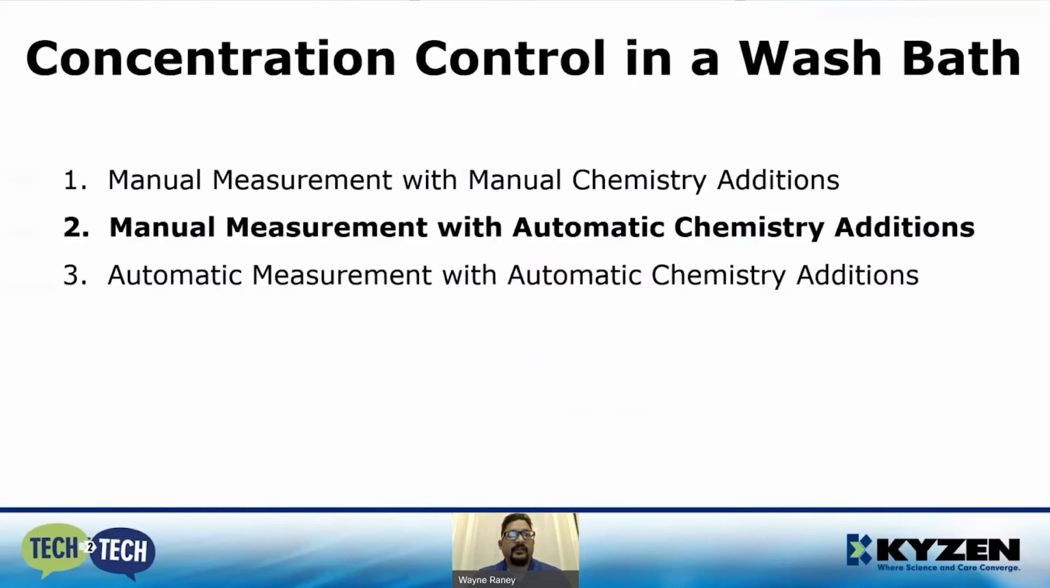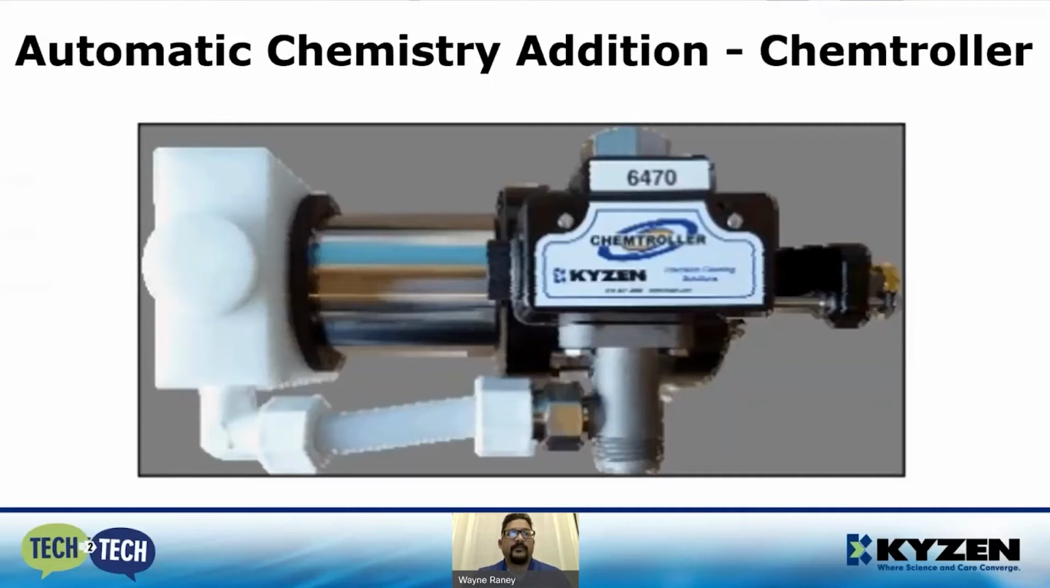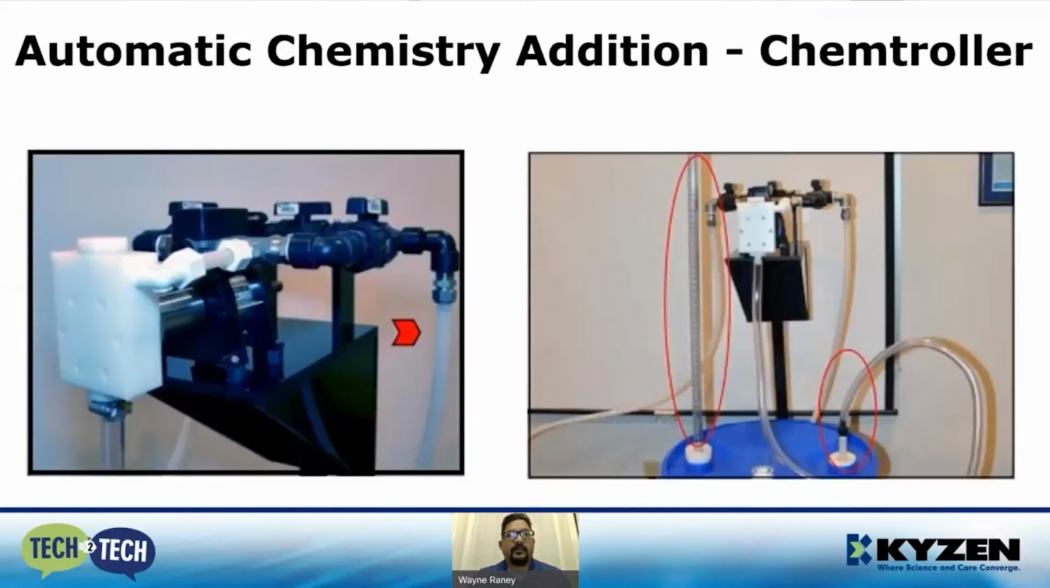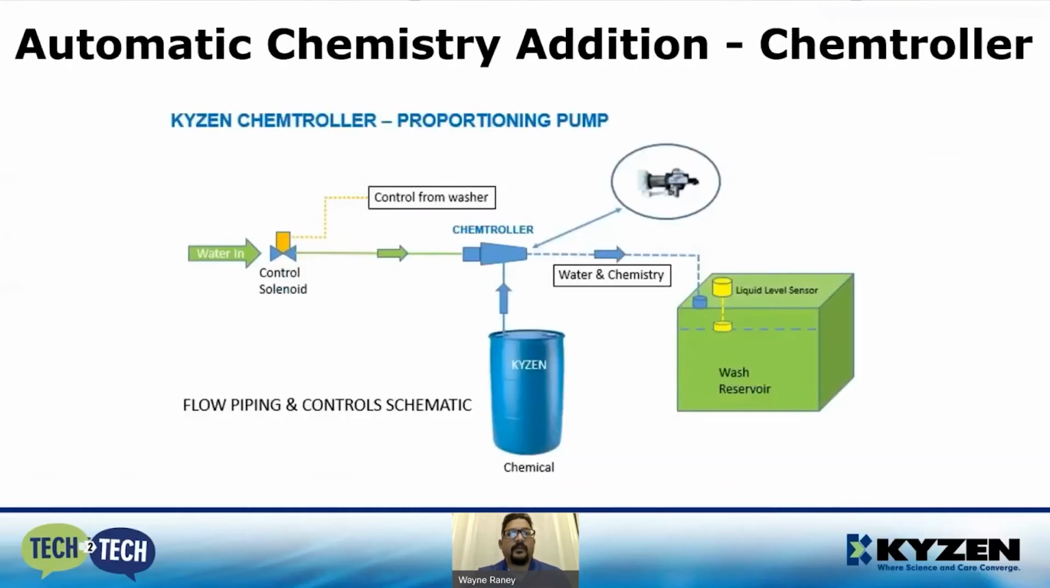This is where the KYZEN Chemtroller comes into play. It's basically an automatic water-powered proportioner pump. Here's a couple pictures of the Chemtroller mounted on a stand above a drum of chemistry. The basic premise is that when your washer drops in fluid level, it will trigger a solenoid valve to open up to allow more water to fill the tank. So instead of filling the tank, it'll power the proportioner pump, which will draw chemistry into it and add water and chemistry into the wash tank.